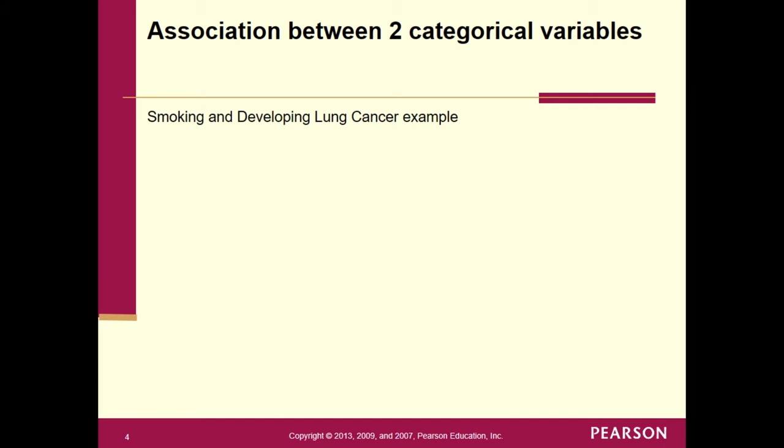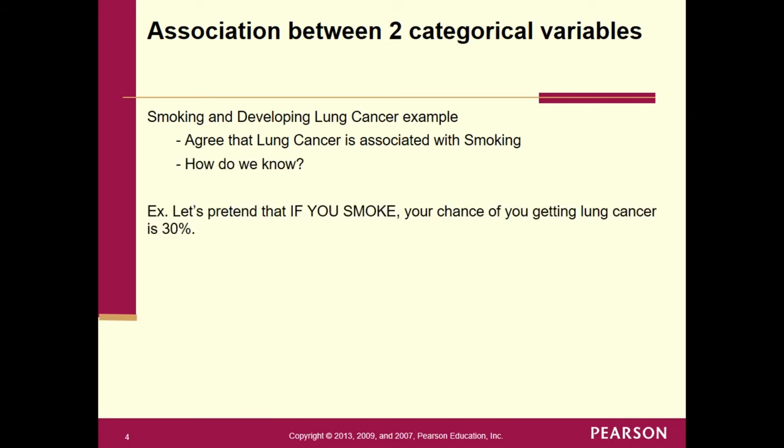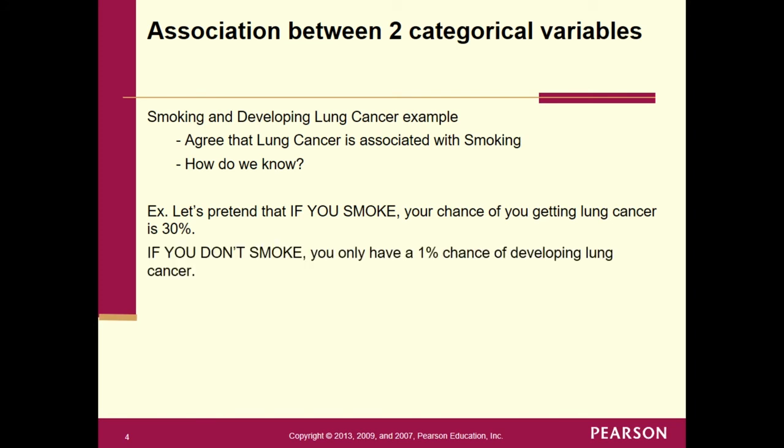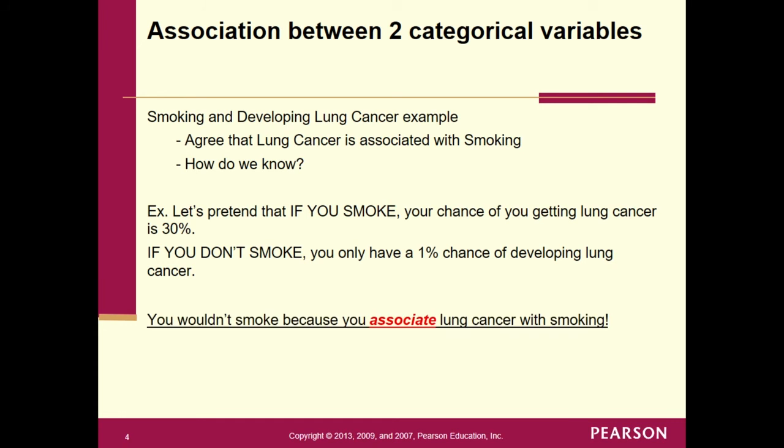So for example, let's say that we are looking at smoking and developing lung cancer. We would all agree that lung cancer is associated with smoking, all right? But how do we know that? Well, we're going to build our way up to it. So let's pretend if you smoke, your chance of getting lung cancer is 30%. And if you didn't smoke, you only had a 1% chance of developing lung cancer. So maybe one of the reasons why you wouldn't smoke is because you see such a large association between what? Smoking and lung cancer.